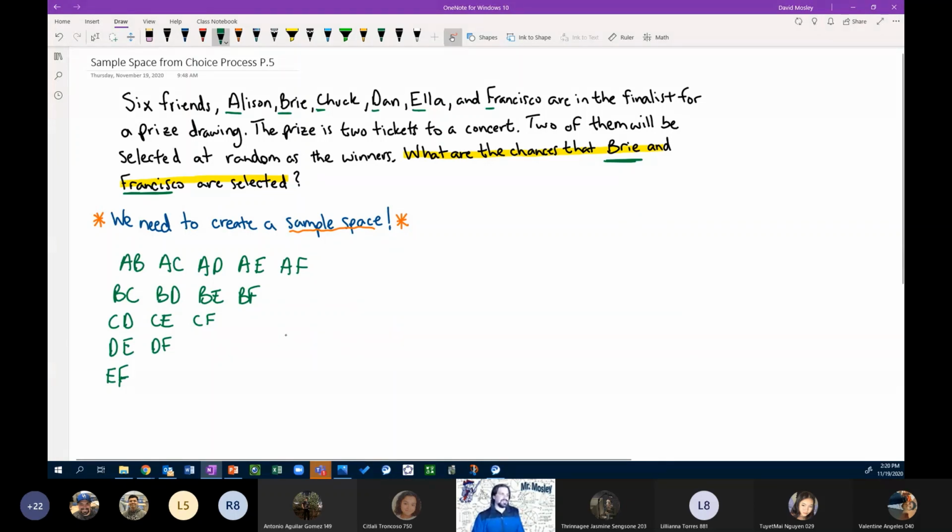This sample space represents the idea that the order in which the names are selected doesn't matter. If this is a random drawing and A is selected first and then B, it's the same as if B was selected and then A. So the order in which the names are chosen doesn't matter. The case where the order matters comes later. So this represents all the possible combinations. So that means we have 1, 2, 3, 4, 5, 6, 7, 8, 9, 10, 11, 12, 13, 14, 15 possible outcomes that are all equally likely.